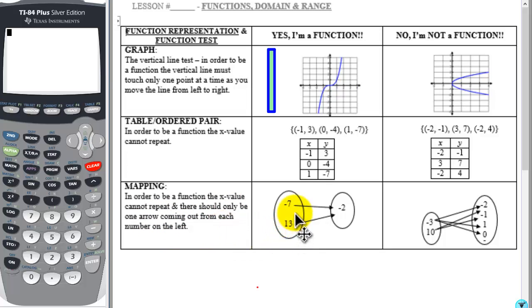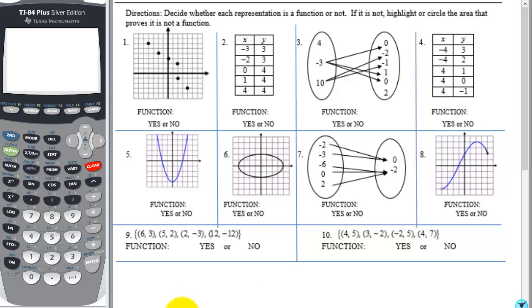If you notice, the x value does not repeat, and there's only one arrow coming from each number on the left. Contrast that with this one. Here I have multiple arrows coming out from -3 and from 10. So this one is not a function, while the other one is a function. Alright, let's go on to the next page here.